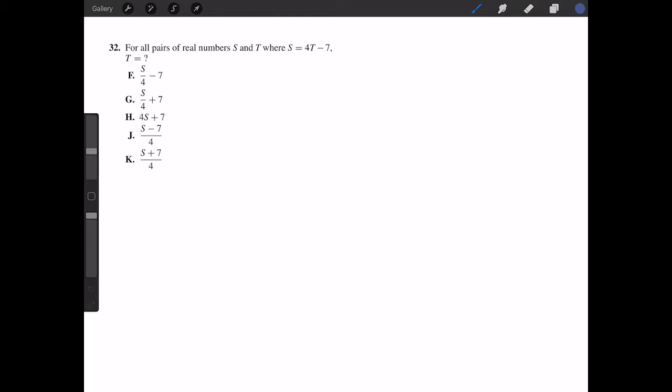For problem 32, it reads, for all pairs of real numbers s and t, where s is equal to 4t minus 7, what is t equal to? So essentially, we have s equals 4 times t minus 7, and they're asking us to solve for t. So this is just pure algebra.